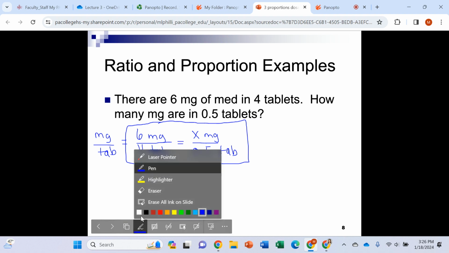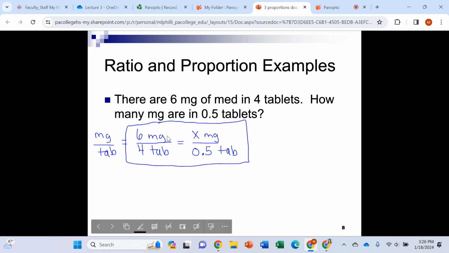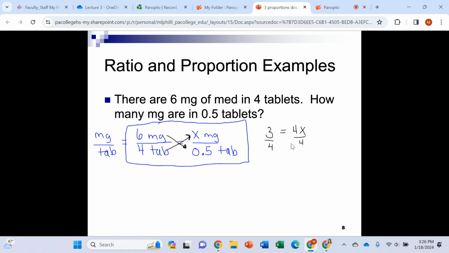Now, in order to solve, I'm going to use the cross product. So I multiply the 6 times the 0.5 because I multiply diagonally. When I do that, I have 3. Multiplying on the other diagonal, 4 times x gives me 4x. To finish solving, I will divide both sides by 4. And so x, doing this math on my calculator, would be 0.75 milligrams.